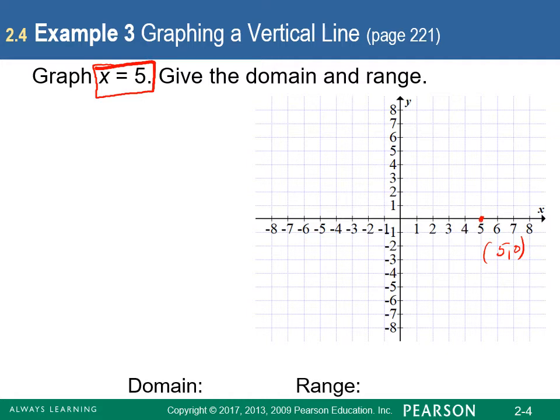Well, the title of this slide here kind of gives you a clue as to what the graph should look like. So here, where x equals 5, there's going to be a line going straight up and straight down forever in both directions, meaning the domain for this one is only the number 5, and the range is all the numbers from -infinity to infinity.